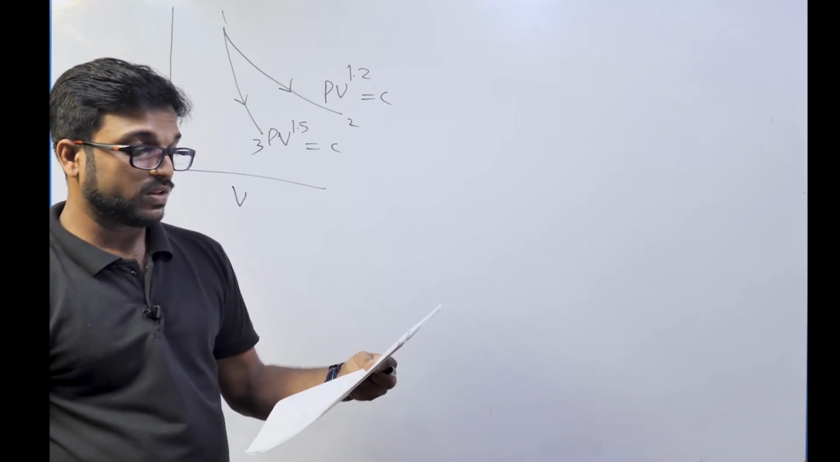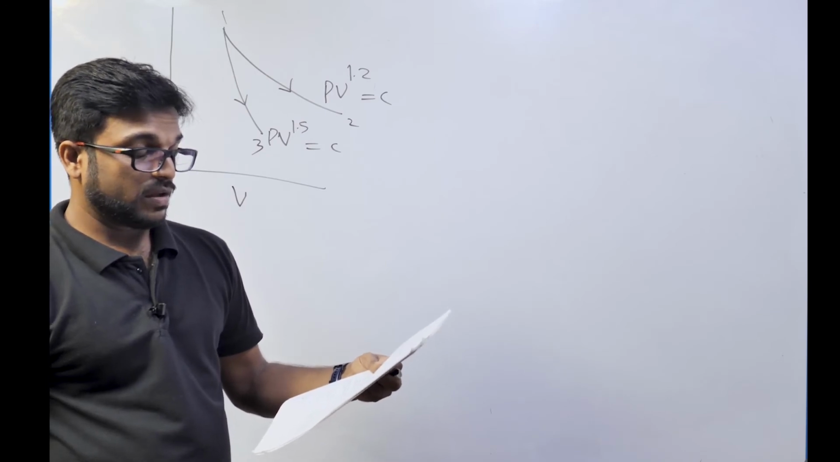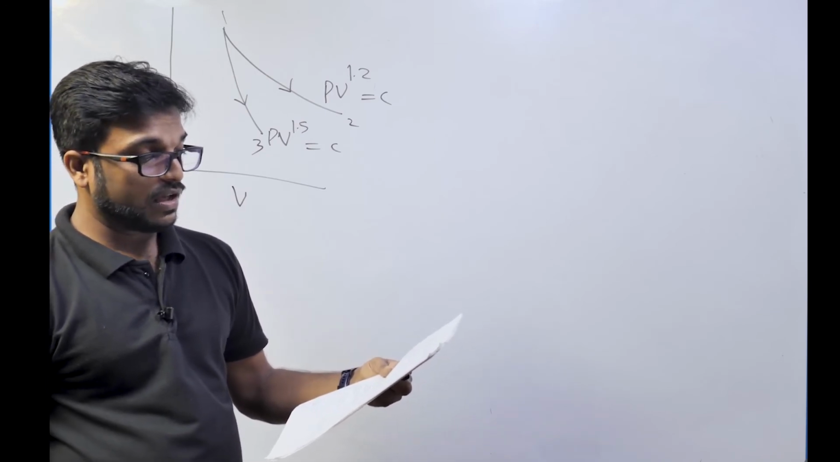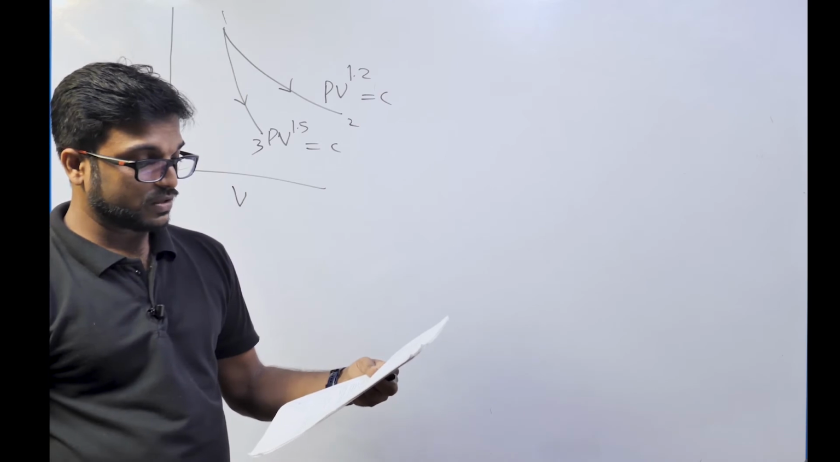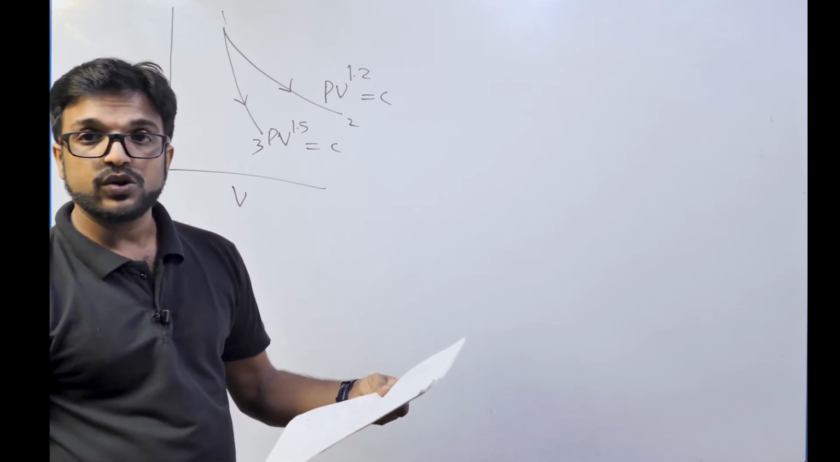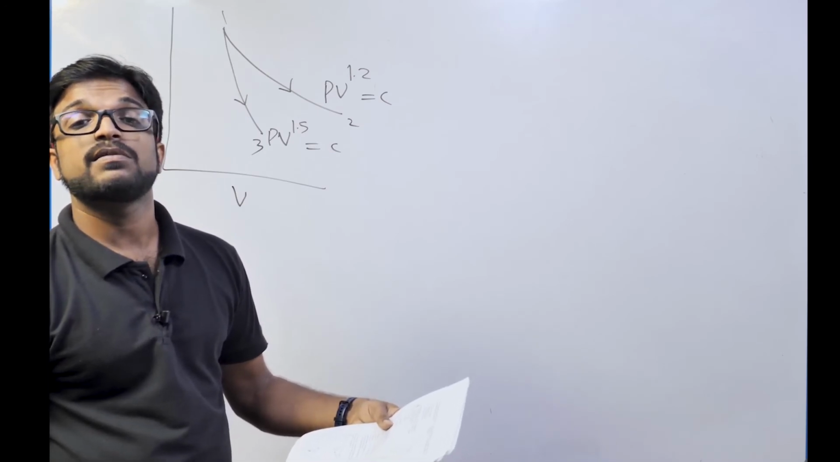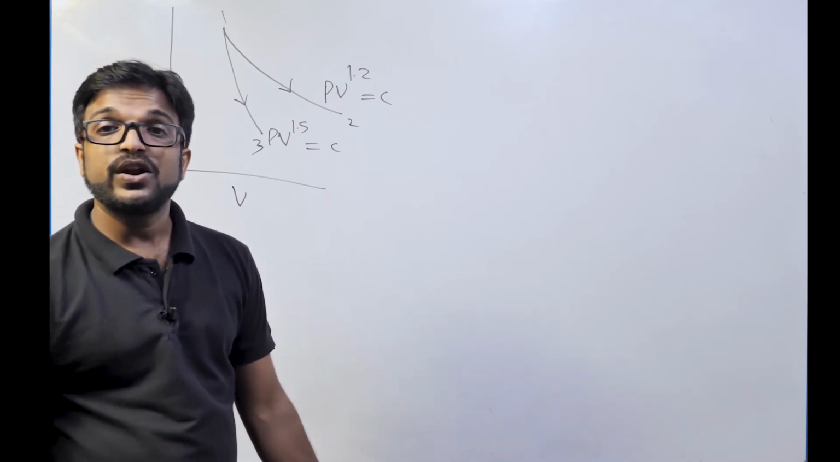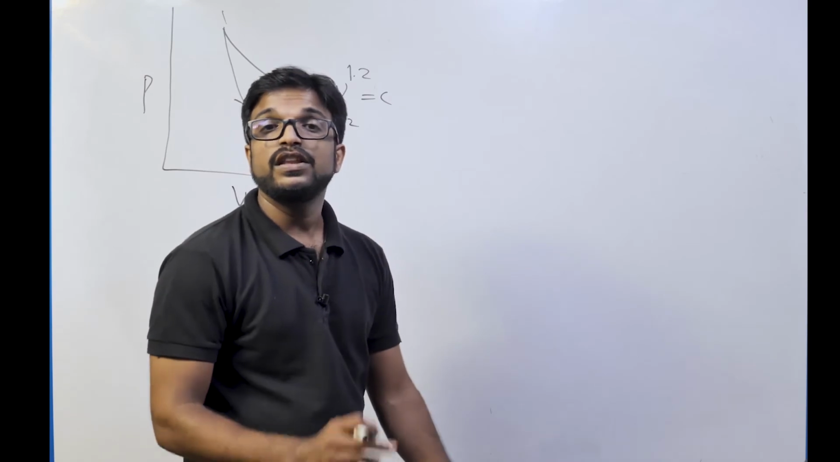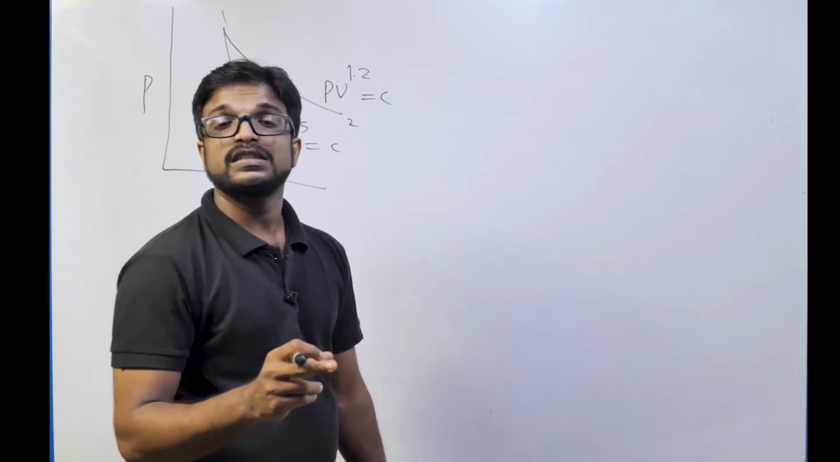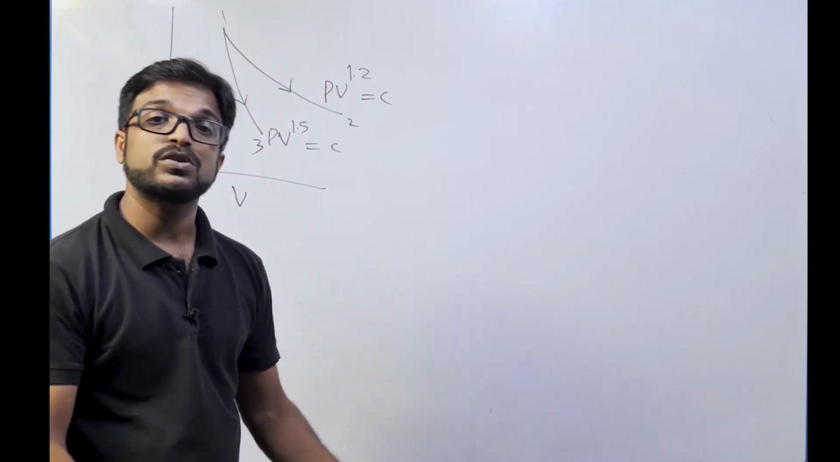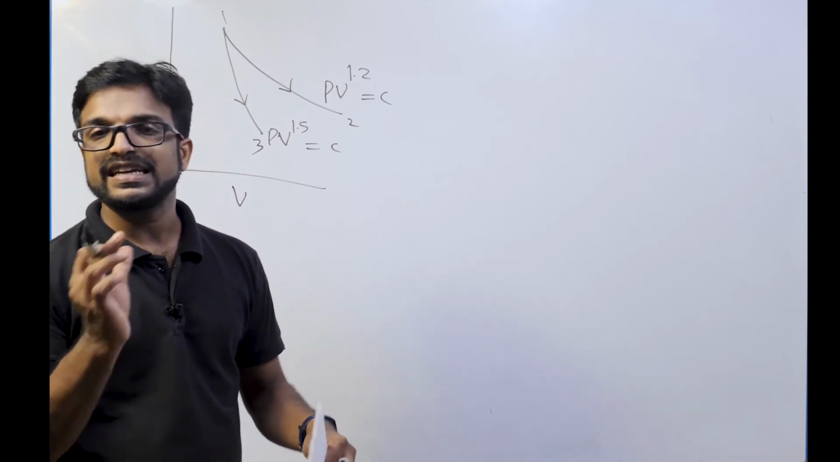Then we have to look at the entropy. In some options, for both processes entropy is increasing. In some, for both processes entropy is decreasing. In some, for one process entropy is increasing and for the other it is decreasing. So entropy is the key here. We need to figure out in which process entropy is increasing, or whether it is increasing in both processes. That is the key here.